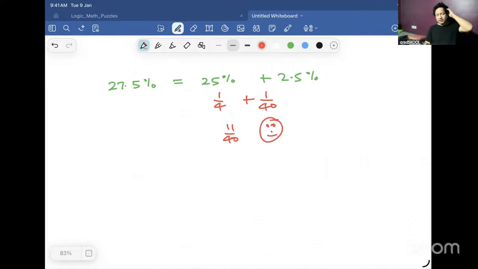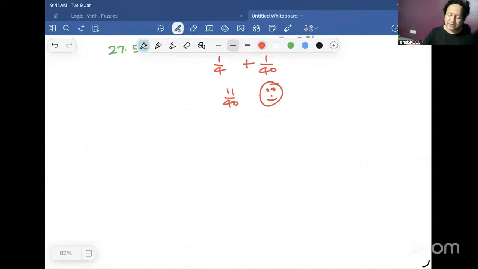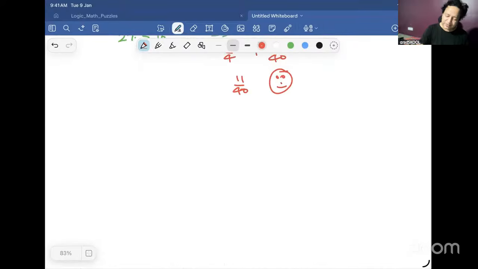But by the way, they will never ask you what's the equivalent of 27.5%. This will be a part of calculation. So how the calculation will come in front of you, I'll just show the same example.